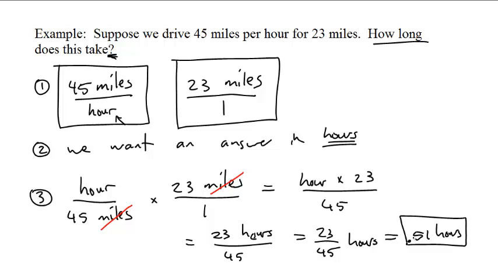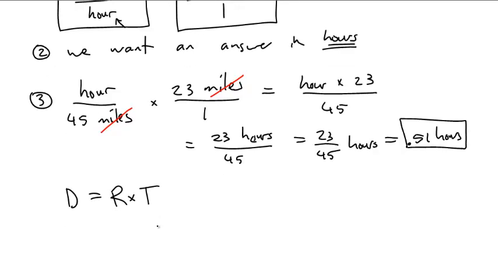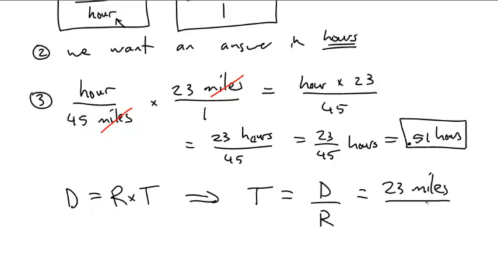Now, maybe you knew that 45 miles per hour was a rate, and you knew that 23 miles was a distance, and maybe you knew the formula, which is that distance equals rate times time. And if you want time, then you convert it. You divide both sides by r, and you get time equals distance divided by rate. And then that would tell you that you take your 23 miles, and you divide by your 45 miles per hour, and you're going to get the same answer.